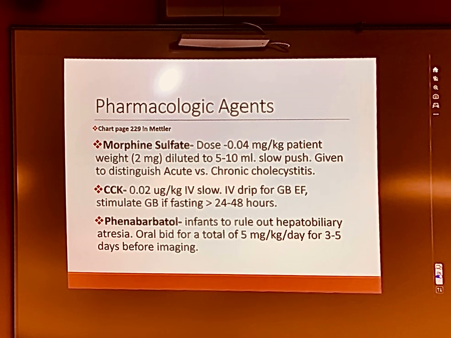You said morphine's given to calculate the function of the gallbladder. No. CCK is given to calculate the function of the gallbladder. Correct. Okay. Morphine is only to distinguish, it's either a pre-treat or if it's an acute versus chronic cholecystitis. Can we make the gallbladder show up? CCK is what you give when you want to see what the function of the gallbladder is. Okay?